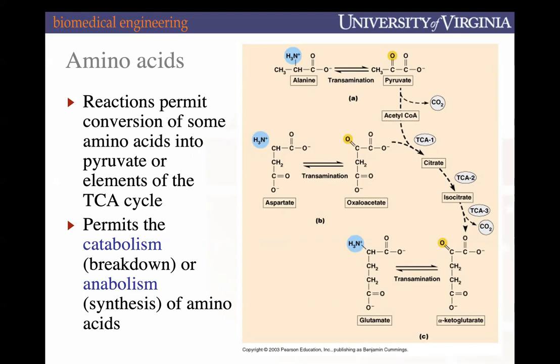Aspartate, via another transamination event, can become oxaloacetate, which is one of the key molecules that helps enter into the TCA cycle. And finally, glutamate, via again a transamination event, can become alpha ketoglutarate, which is one of the intermediate metabolites of the TCA cycle here. But this is also reversible, where pyruvate can gain an amine and become alanine. Oxaloacetate can gain an amine and become aspartate, or alpha ketoglutarate can gain an amine and become glutamate.